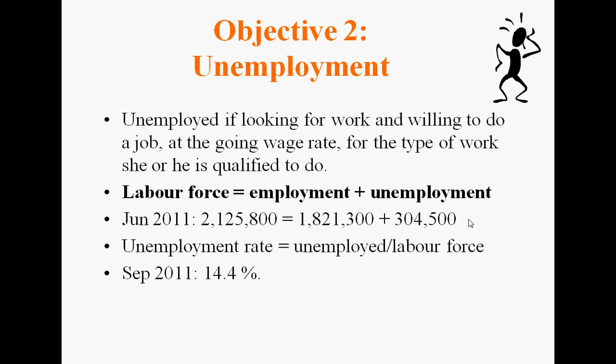So the most recent Quarterly National Household Survey was released just over a week ago, and this gives us data to the end of June 2011. And this shows a labour force of just over 2.1 million people, of which 1.8 million people were at work, and just over 300,000 people were classed as unemployed.